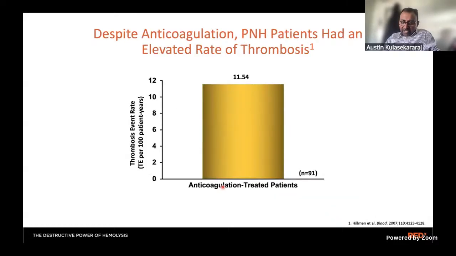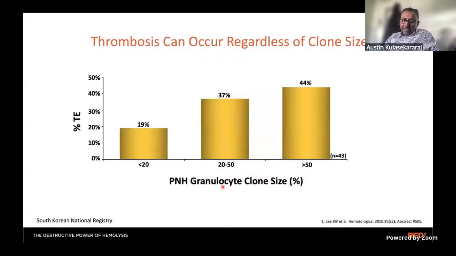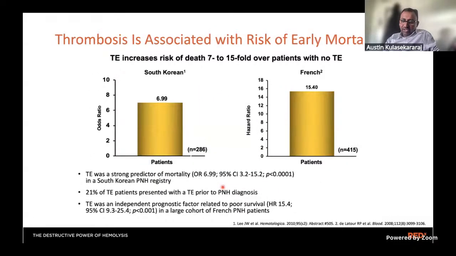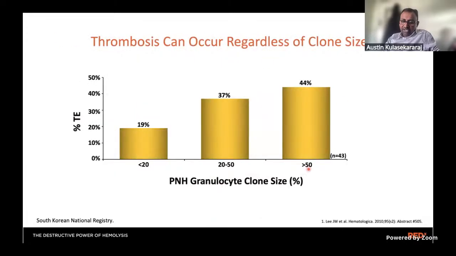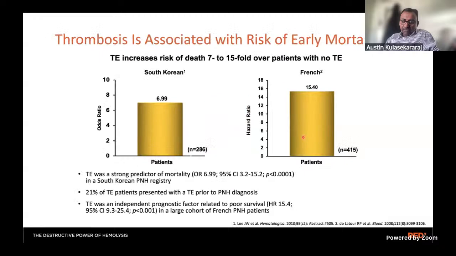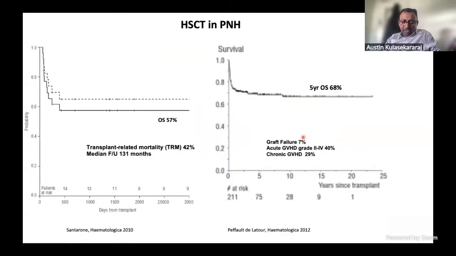And again, I talked to you, even if you anticoagulate, patients do have a high risk of thrombosis once they've developed a thrombosis if you do not treat them with anticoagulation. And this is where the clone size and its relationship to thrombosis comes in. So if you have a higher clone size, there is a 40% increased risk of thrombosis as well. We talked about it.